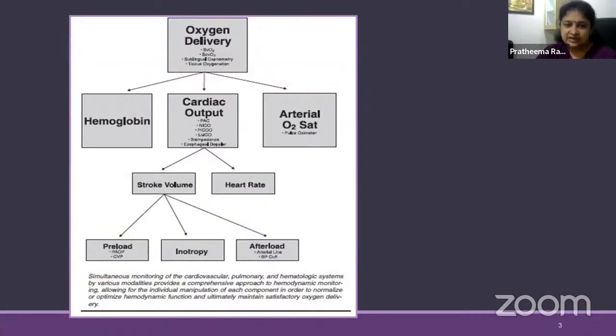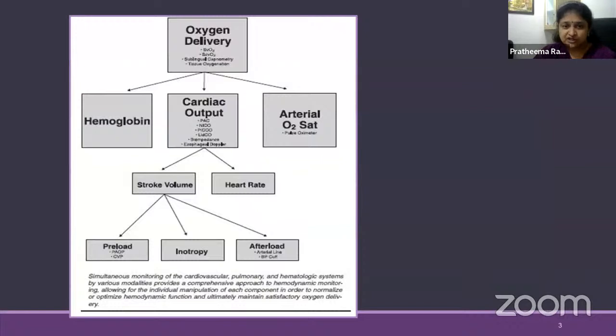So how many times does it beat and how many times it is hitting a sixer is what we need to look at. So stroke volume and heart rate. Heart rate, we know it will be in the ECG and it is a continuous monitoring. Okay, so stroke volume: how much the heart is receiving.